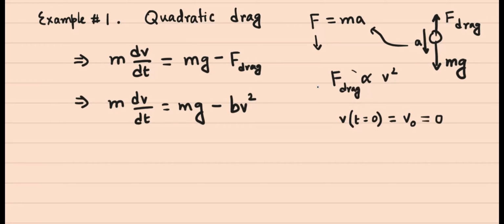All it means is that at the beginning, when we have started our stopwatch, the object was at rest and it was released from rest without any initial velocity. So initial velocity is 0.